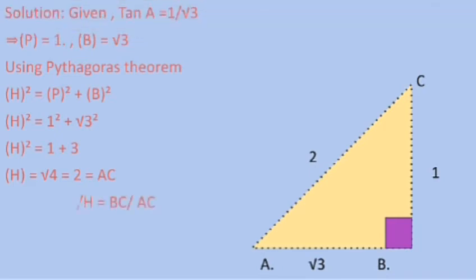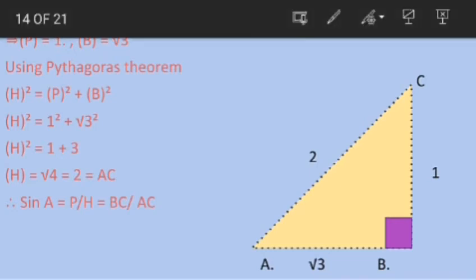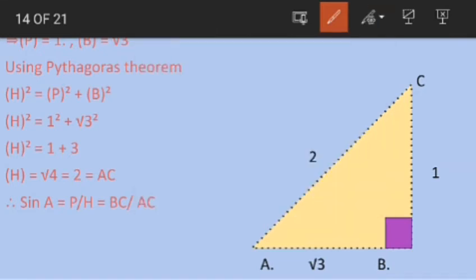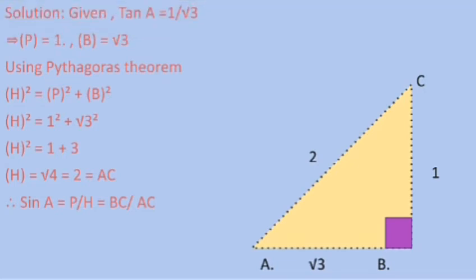Now moving further, class, we have sin A equals perpendicular upon hypotenuse, that is BC upon AC. For angle A, the perpendicular is going to be BC and the hypotenuse is going to be AC. Now substituting the values of BC and AC, we get sin A equals 1 by 2. Okay, class.